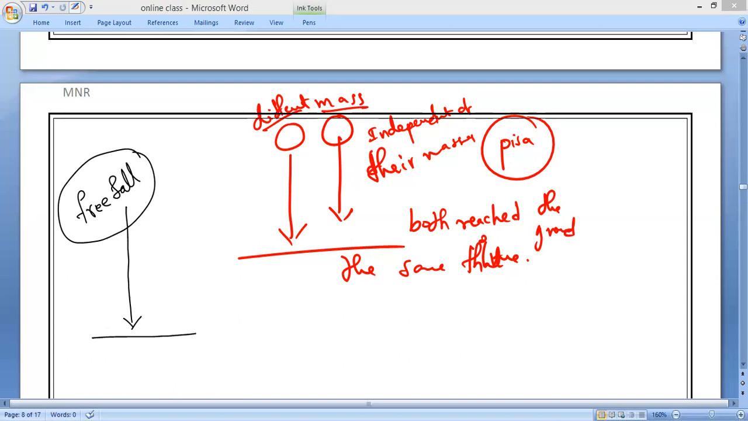Understand? Only which force will act? Only gravitational force. We have to neglect all other forces, like air resistance and all. Then we can say it is free fall.